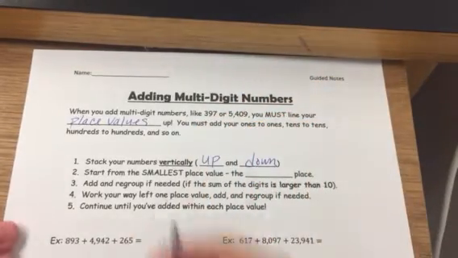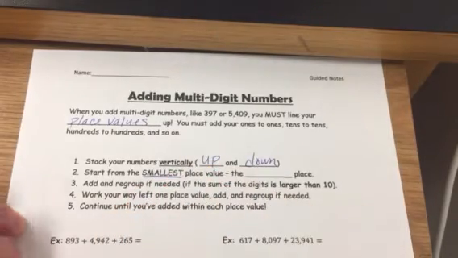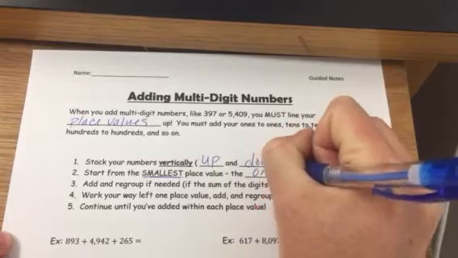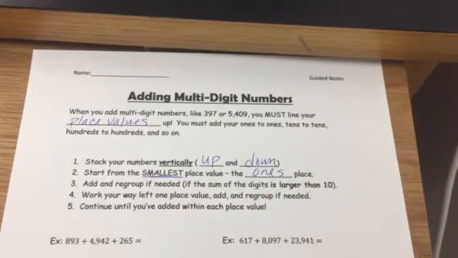We're going to start from the smallest place value, the place value that's worth the least amount, and that would be the ones place. Think about it. $1 is certainly less than $100, which is certainly less than 1,000. So we're going to start in our smallest place value. Then we're going to add and regroup if needed. When do we need to regroup?